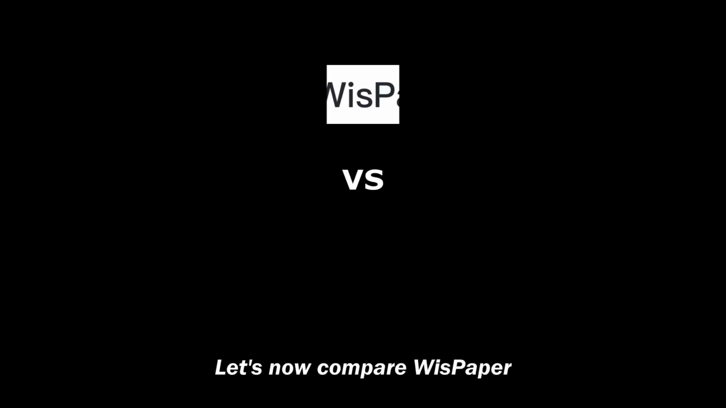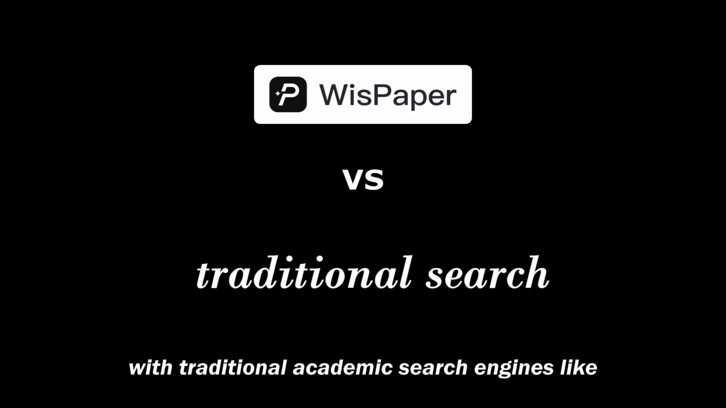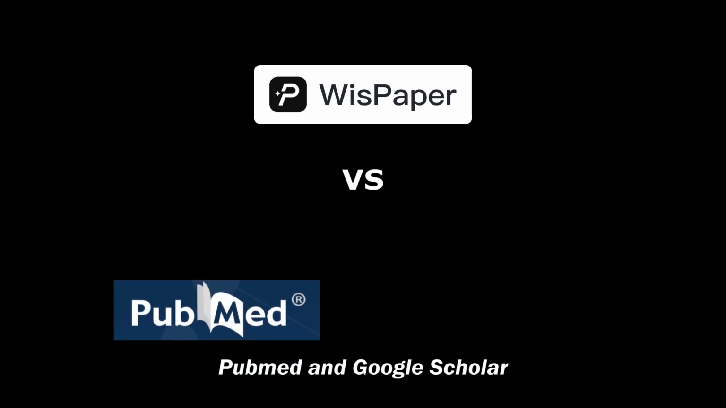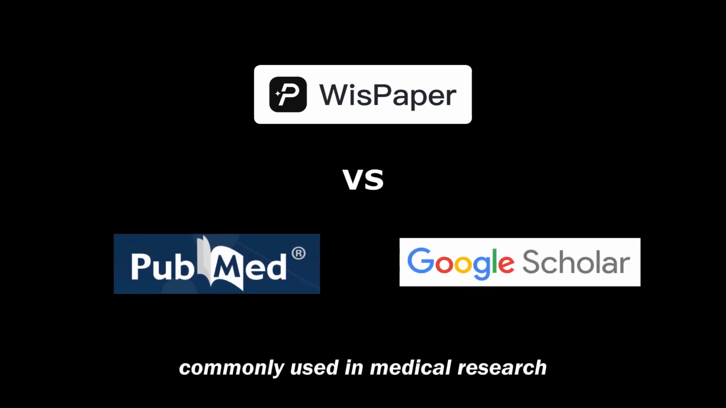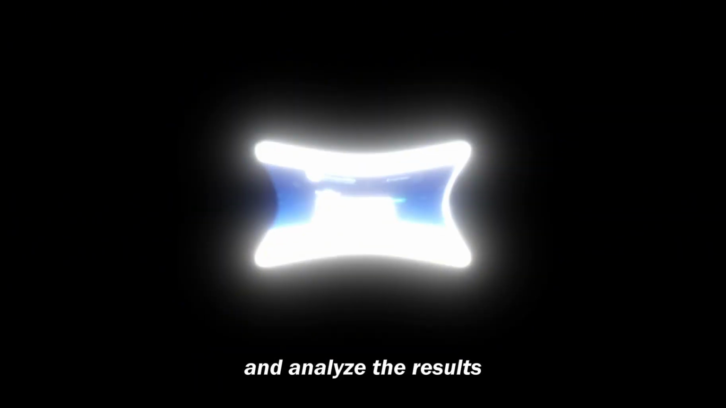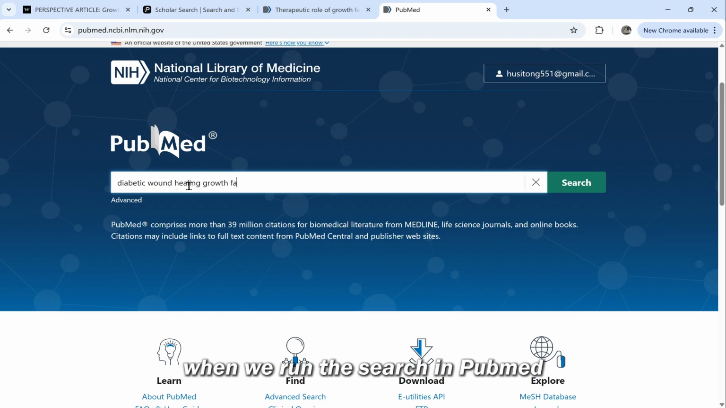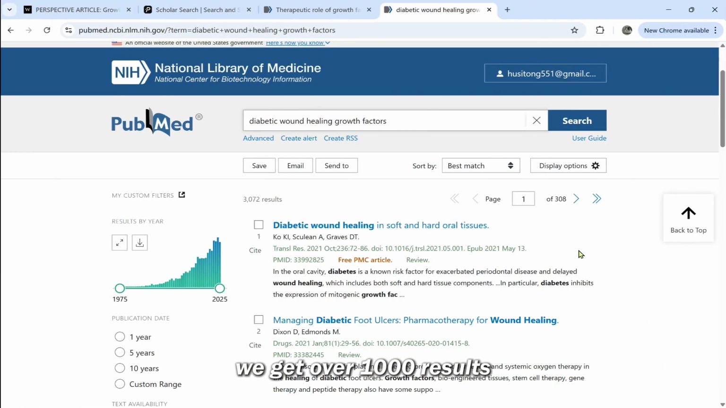Let's now compare WisPaper with traditional academic search engines like PubMed and Google Scholar, commonly used in medical research. We'll use the search term diabetic wound healing growth factors and analyze the results. When we run the search in PubMed, we get over 1,000 results.